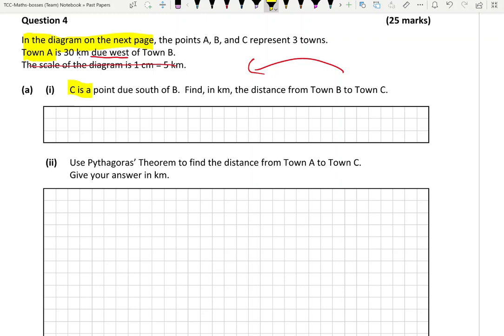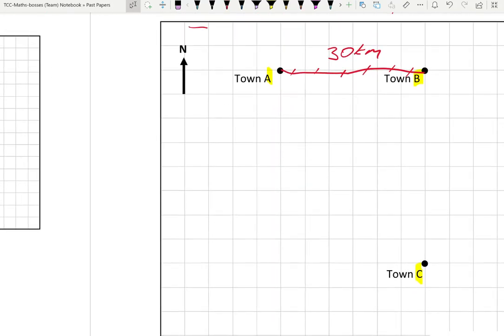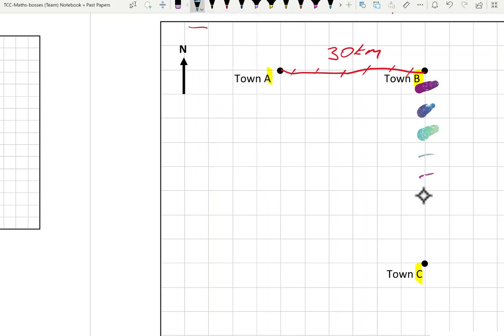C is a point due south of B. Now, due south means below. You've got north, up, and south below of B. Find in kilometers the distance from B to C. So all we really have to do there is count boxes and multiply by 5. So let's do that. 1, 2, 3, 4, 5, 6, 7, 8. So it's 8 centimeters, and 5 times 8 is 40, so 40 kilometers.